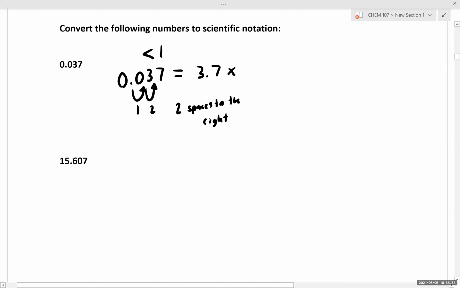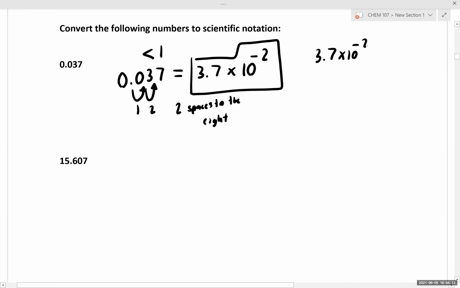And following our rules, that would give us a negative exponent. And since we moved our decimal point 2 spaces to the right, we'd write it as 10 to the negative second. Now, we can check our work here and verify that this number has been properly written in scientific notation by multiplying out our number and our exponent. So we have 3.7 times 10 to the negative second.